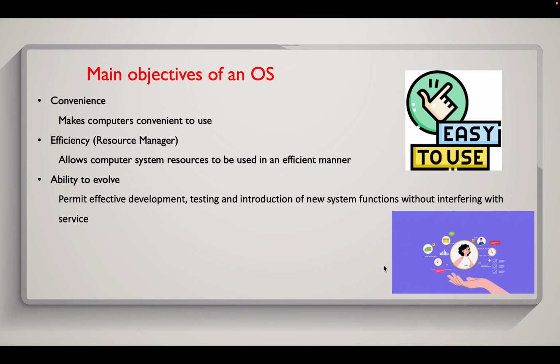The main objectives of operating systems. First, convenience. Easy to use. The second objective, efficiency. So the resource manager is one of the major objectives of operating system. Third, ability to evolve. Permit effective development, testing, introduction of new system functions without interfering with service.